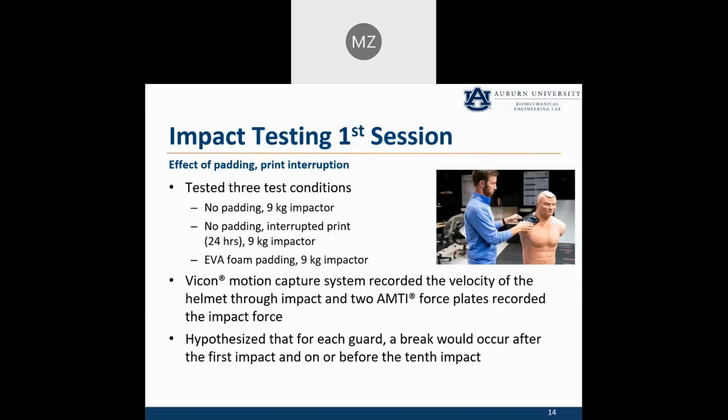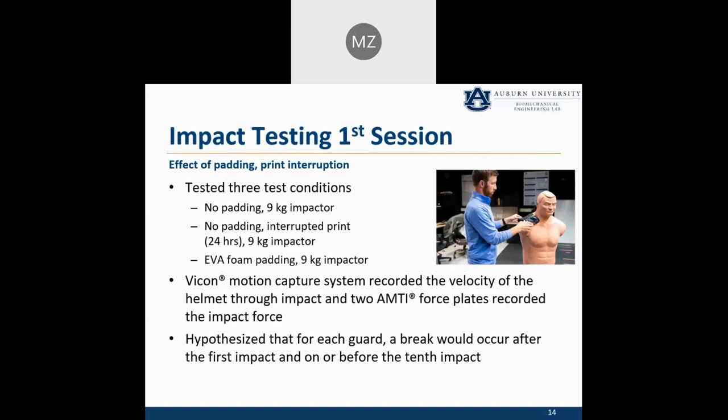We tested three conditions. We tested the effects of a foam liner on the guard and the effects of having no foam liner on the guard. So you can see there the three conditions, no padding with the 9 kilogram impactor. The second condition was interesting. We had the question, well, what if the 3D printer shuts down in the middle of the print? Maybe you're 3D printing overnight and the 3D printer shuts down and you need to start it back up. Is that shutdown process, that interruption process, going to affect the integrity of the device? So that's what we tested there. We interrupted the print for 24 hours.